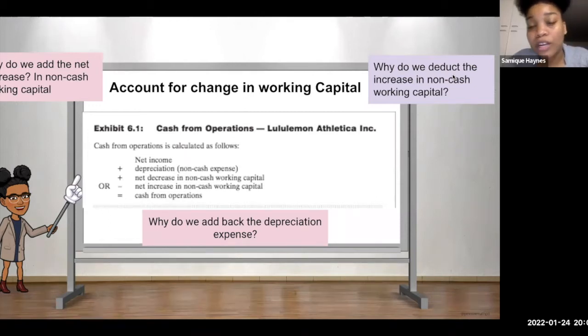Honestly, if you do not understand why we add it back, just add it back. Honestly, just add it back. Once you see depreciation, add it back.